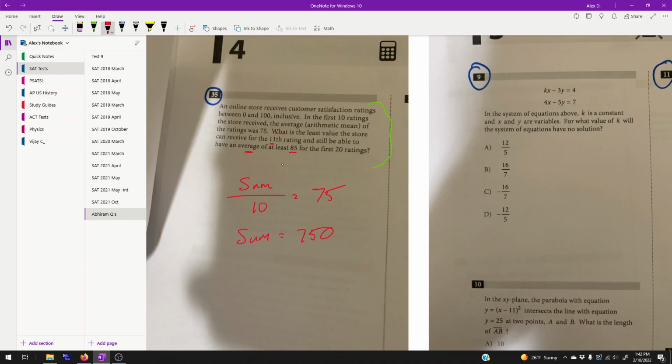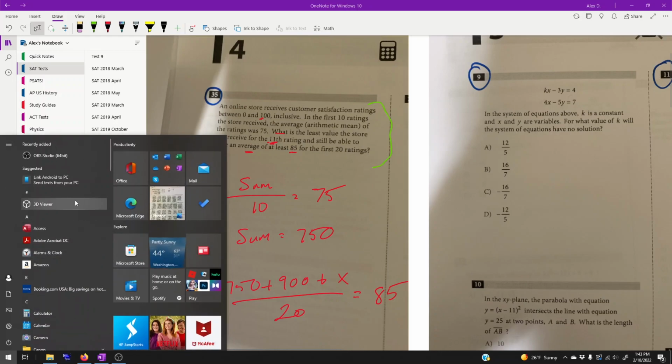There's going to be another 10 ratings, and I want to minimize the 11th rating. If I want to minimize the 11th rating, I'm going to maximize the other 9, which means that they each have a rating of 100. To minimize one thing, you maximize the other. So if there are 750 originally, then we have 9 with maximum rating, and then we have our 1 with the minimum rating. That's going to be 20 items, and we want that to have an average rating of at least 85. So we can just crunch the numbers on that.